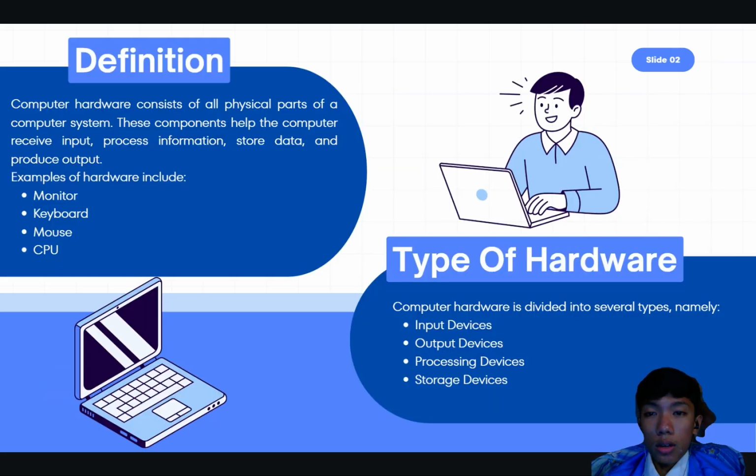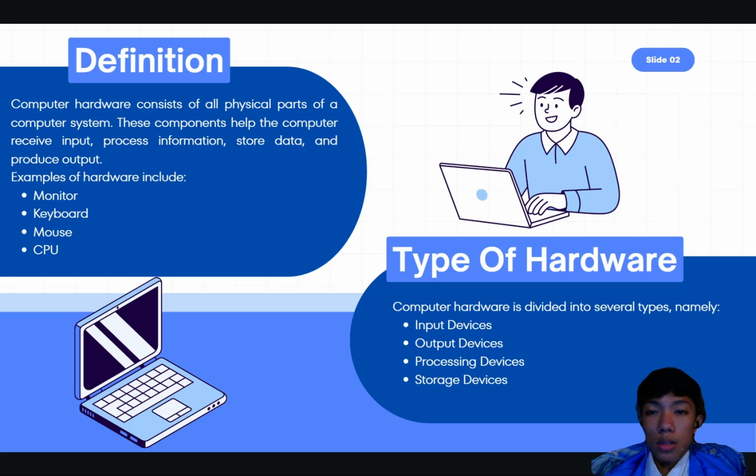definition of the hardware. First, let's discuss computer hardware. Computer hardware refers to the physical parts of a computer that can be seen and touched directly. Unlike software, hardware has a physical form and can be connected, replaced, and upgraded. Hardware plays an important role because it allows the computer to receive input, process information, and display results to users.